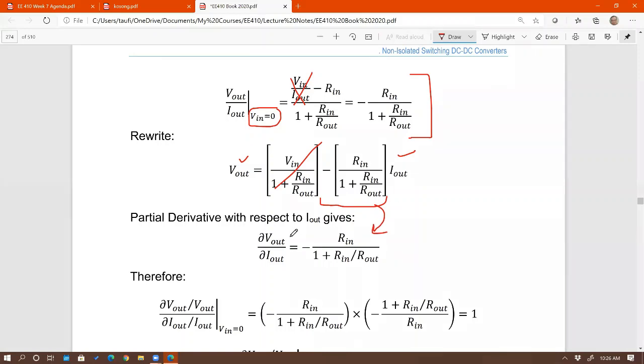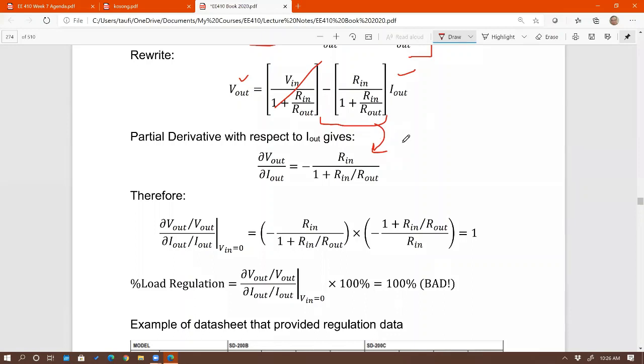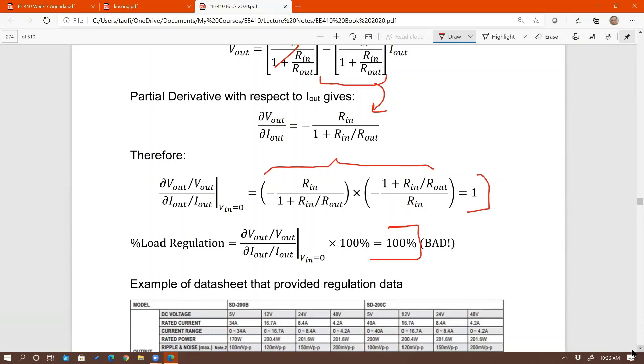So now I have the two terms. I just need to plug those terms into the equation for load regulation, and it turns out to be 1. If you convert it into percent, it's going to be 100% as well. So what do we learn about a voltage divider when you load it? It's also bad, because the load regulation is 100%. What does that mean? Load regulation of 100%.